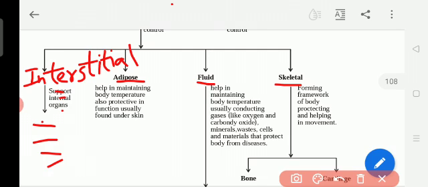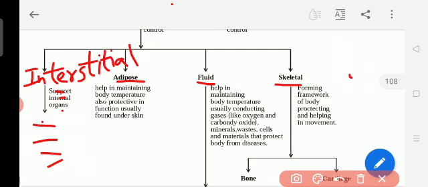Why is it in between? If we are pasting two papers, between the two papers, what is there? Fevicol is there. With the fevicol we stick the two papers and we stick a picture on the paper. So fevicol helps connect the paper and picture. Like that only, interstitial is also like fevicol. It is connecting the organs like muscular, dermal, nervous, other organs.